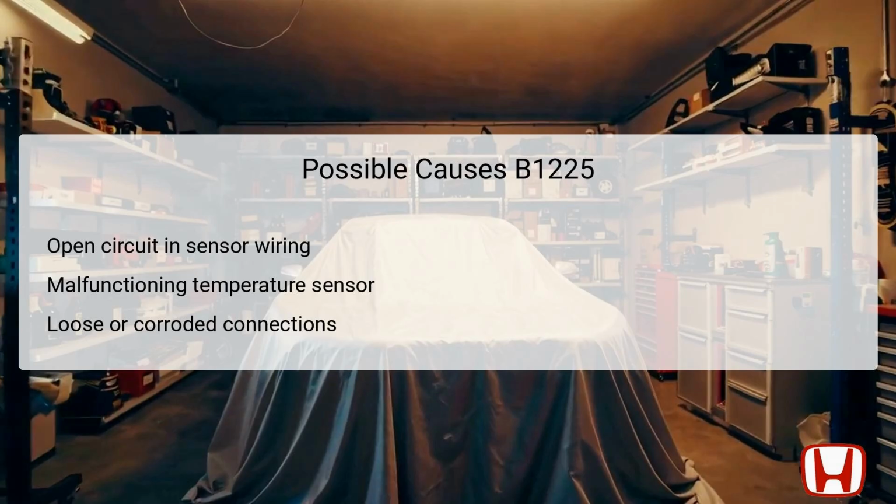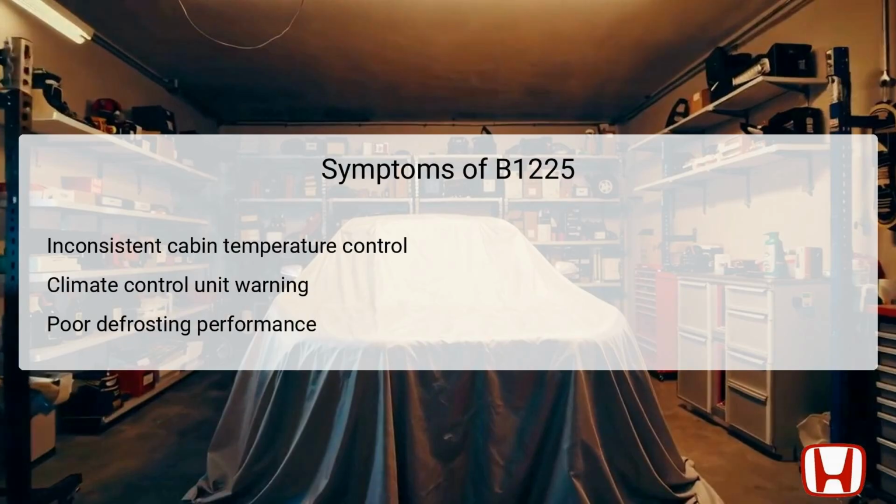Drivers and passengers may experience several symptoms indicating the presence of DTC B1225 in the Honda Odyssey. One of the most noticeable issues is inconsistent cabin temperature control, where the HVAC system fails to maintain the desired temperature set by the driver. This can manifest as the system blowing air that is either too hot or too cold. Additionally, the climate control unit may display warning indicators, such as the auto light, alerting the driver to a malfunction within the temperature sensing system.